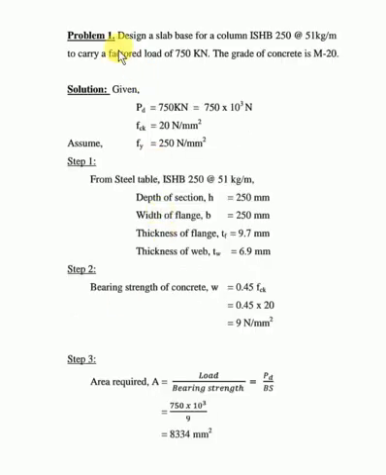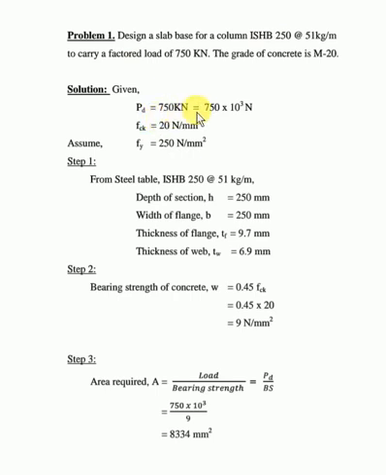Now let's see this with the help of a numerical. Design a slab base for a column ISHB 250 at the rate of 51 kg per meter. This is the section given to us to carry a factored load of 750 kilonewton. Factored load means PD, which is given as 750 kilonewton.